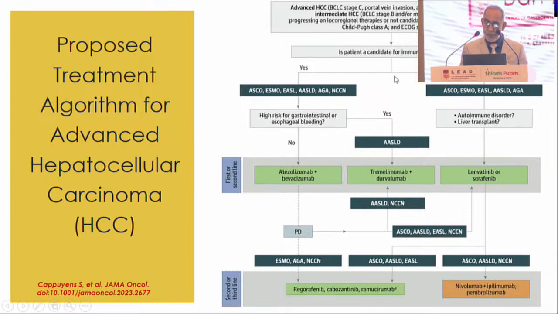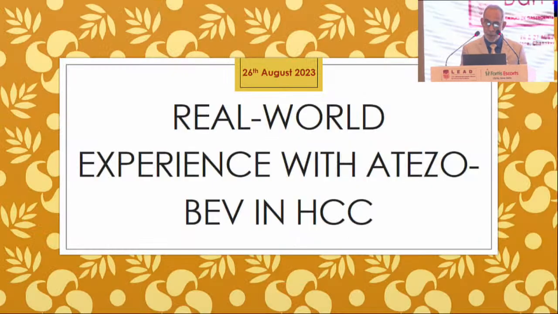Whereas if the patient is not a candidate for immunotherapy, like autoimmune disorders or previous liver transplant, you use TKIs. And if there is progressive disease on these, then you would go on to the second-line therapies, which would include nivolumab plus ipilimumab and pembrolizumab combinations.